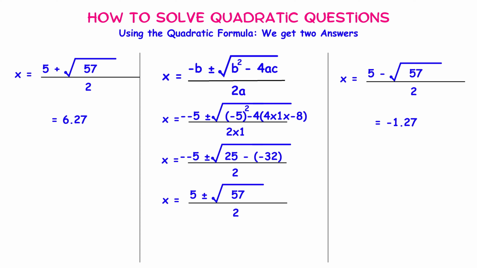So x equals minus negative 5 plus or minus the square root of negative 5 squared minus 4 times 1 times negative 8, all divided by 2 times 1, which then simplifies to x equals positive 5 plus or minus the square root of 25 minus negative 32 all over 2. And then we can simplify this bit in the square root again to 25 plus 32, or 57. So now that we've simplified it as much as we can, we know that our two solutions for this question will be 5 plus root 57 over 2, which given to 3 significant figures is 6.27, and also 5 minus root 57 all over 2, which is minus 1.27.